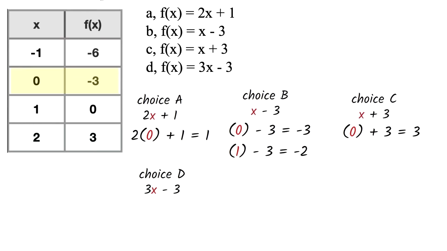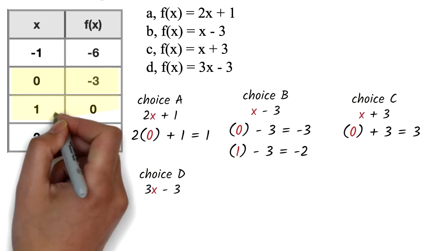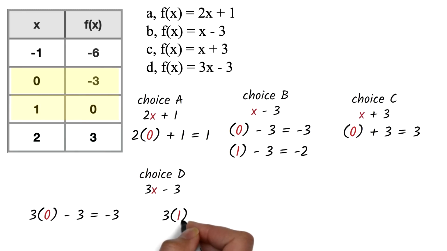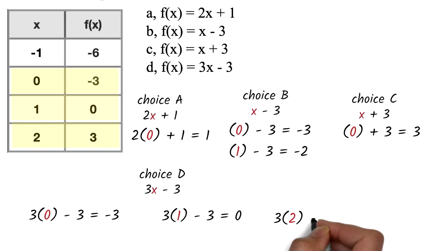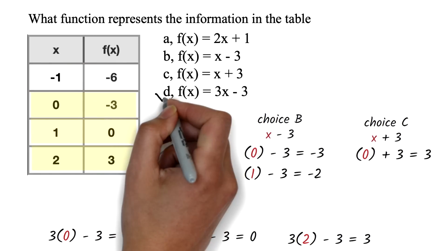Let's confirm. Let's replace x with 0. We have 3 times 0 minus 3 equals negative 3 as expected. We try 1. We have 3 times 1 minus 3 equals 0 as expected. Then we try 2. We have 3 times 2 minus 3 equals 3 as expected. So D is definitely the answer.